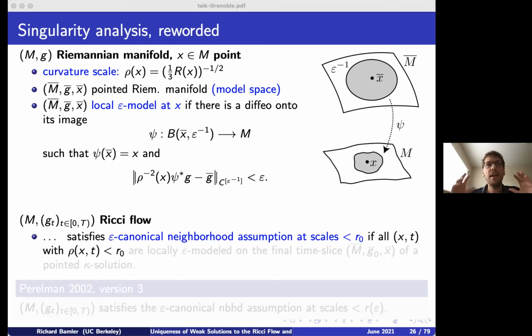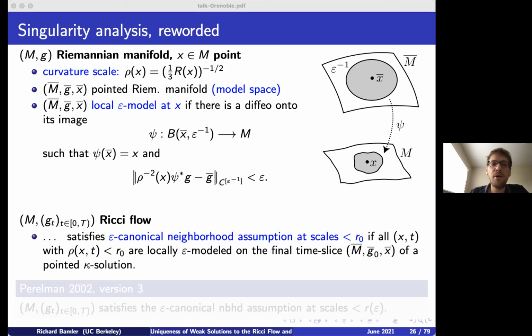Okay? So meaning if I take a point whose curvature is large, then this point at time T is locally epsilon modeled on the final time slice of a pointed kappa solution. Or the pointed kappa solution is a local epsilon model at X. Should have used the same wording here.